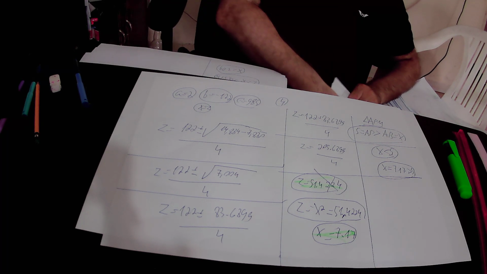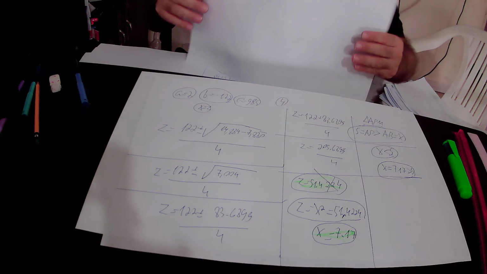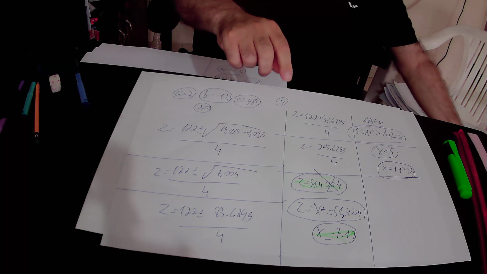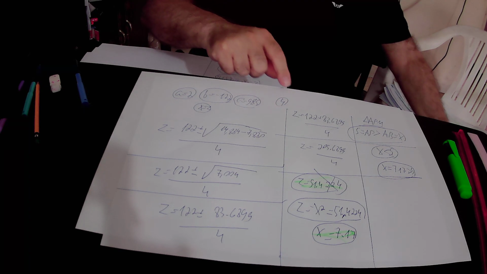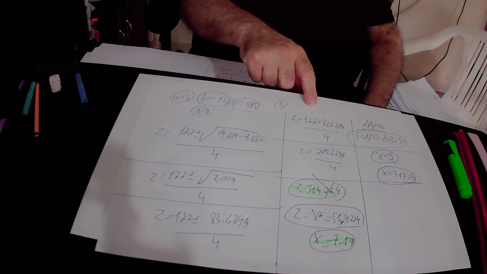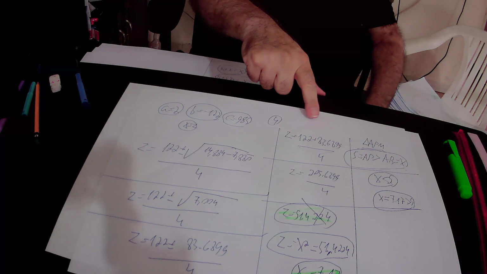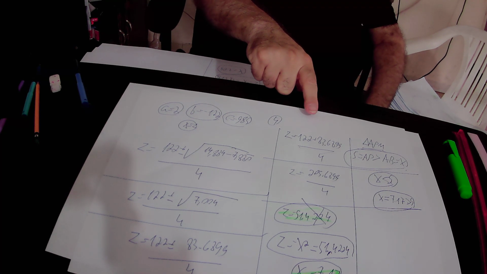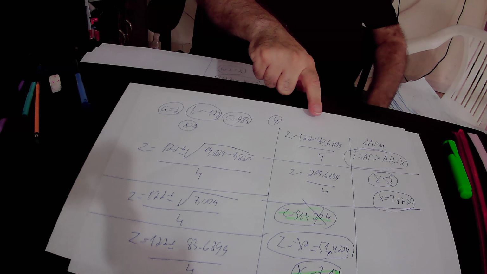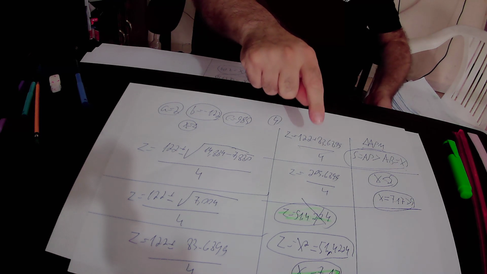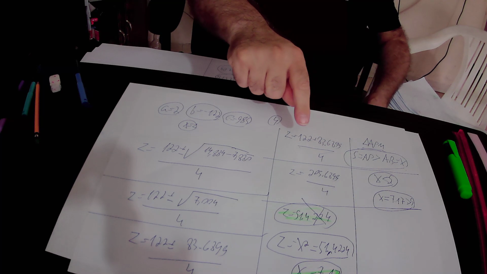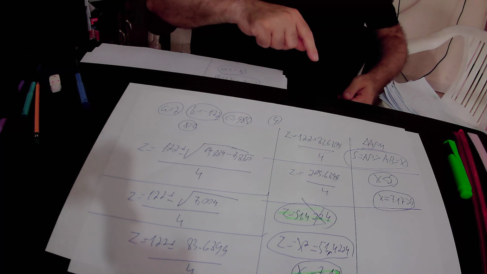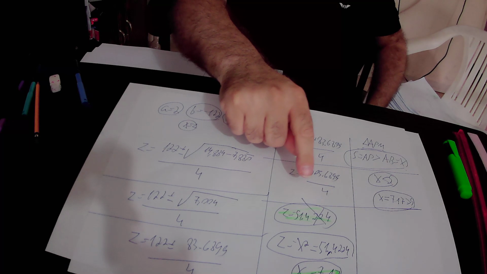The first solution for z is that z equals 122 plus 83.6899, divided by 4. 122 plus 83.6899 is 200.6899, and if we divide this number by 4, we get that z equals 51.4224.